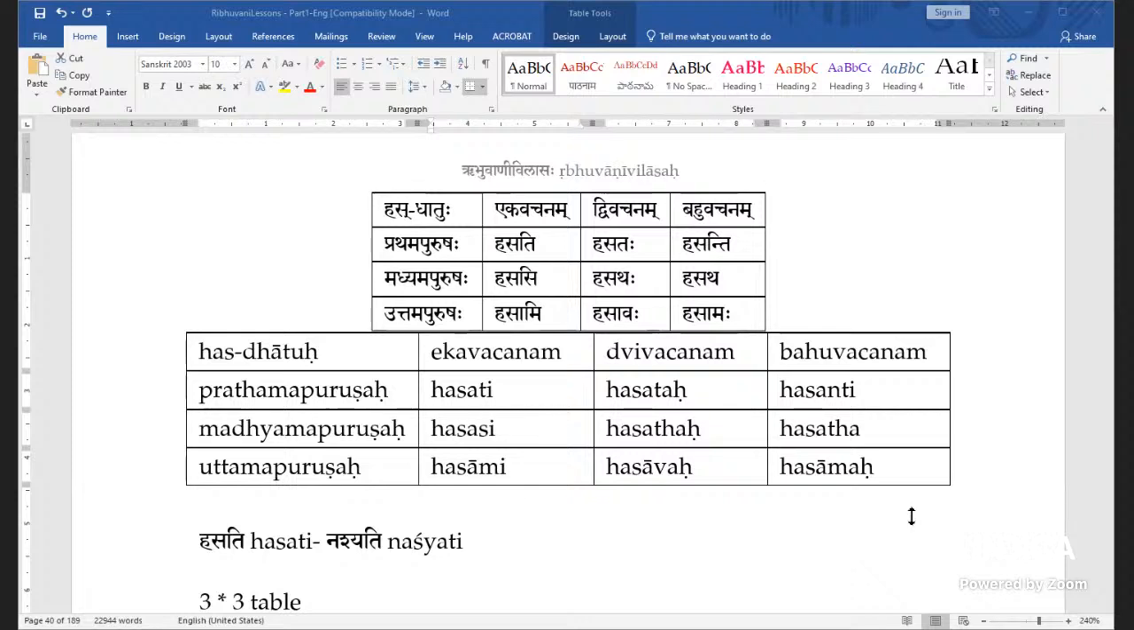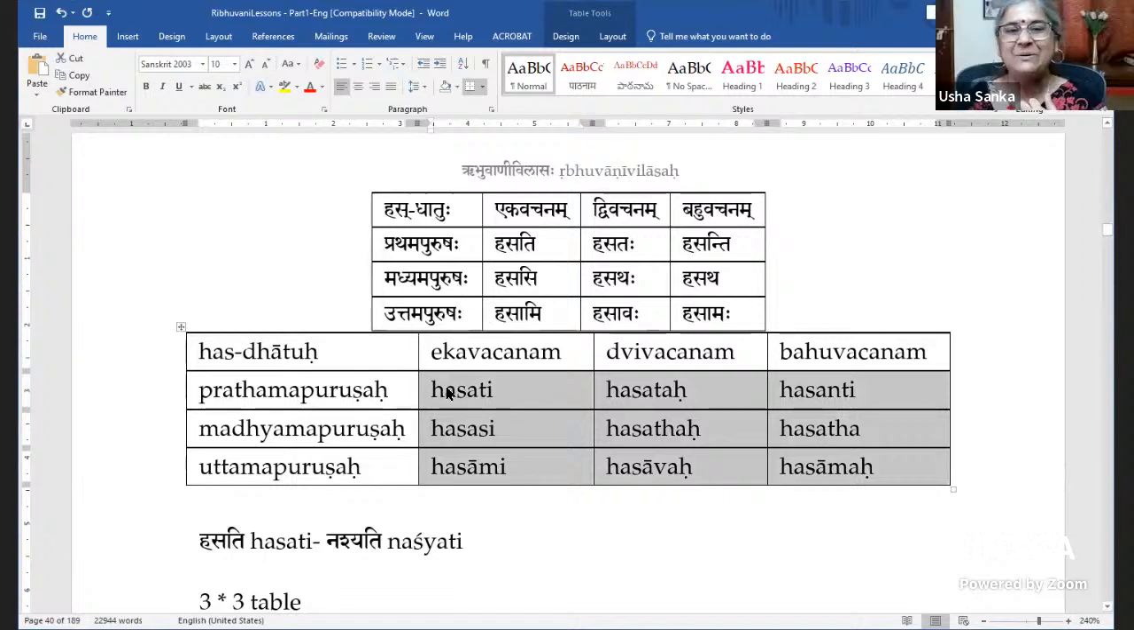Like Hasami. So, Hasati. Asati. Prathama Purusha Ekavachanam. Correct. Prathama Purusha Ekavachanam. Asati, this form.